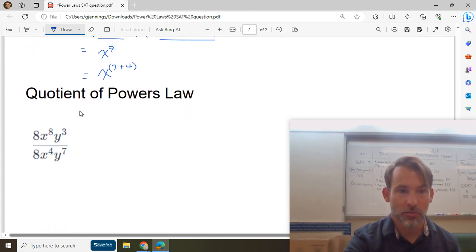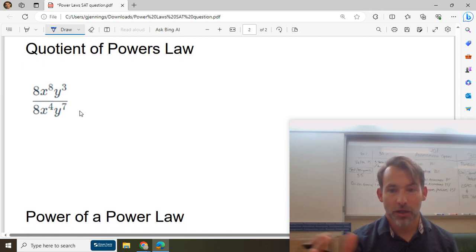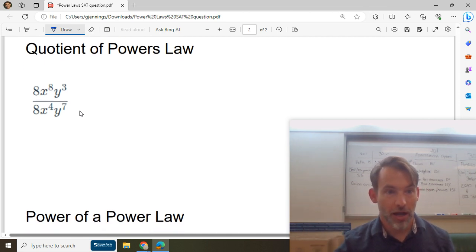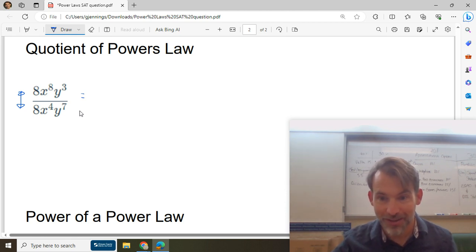Now let's take a look at a more challenging example that would be a quotient of powers law, where I am dividing things that have the same base. Here, I am going to first expand this. I wouldn't recommend doing that except to show you how this law works. So I have 8 divided by 8. That's clearly 1. That's like 8 cookies and 8 people. Everyone gets 1 cookie.